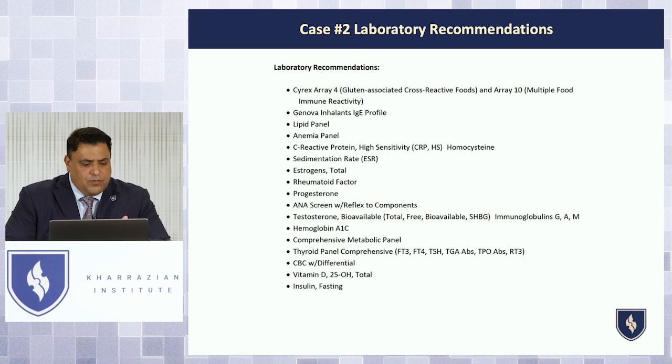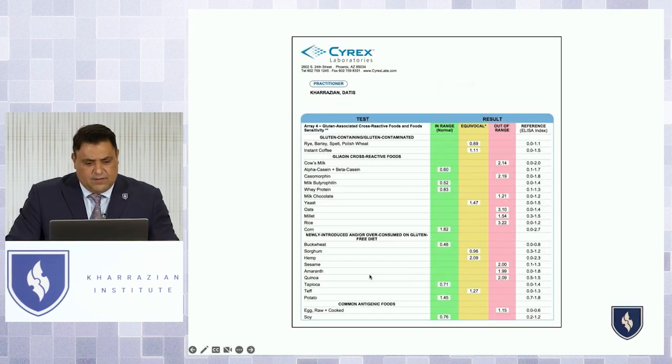And then I just go through a routine panel, lipid panel, anemia panel, C-reactive protein, ESR, estrogens, rheumatoid factor, ANA screen to see if there's any autoimmunities. We checked testosterone because she had some potential patterns of atypical PCOS, hemoglobin, thyroid panel, CBC with differential, insulin. And then I'll just show you the testing that was somewhat significant.